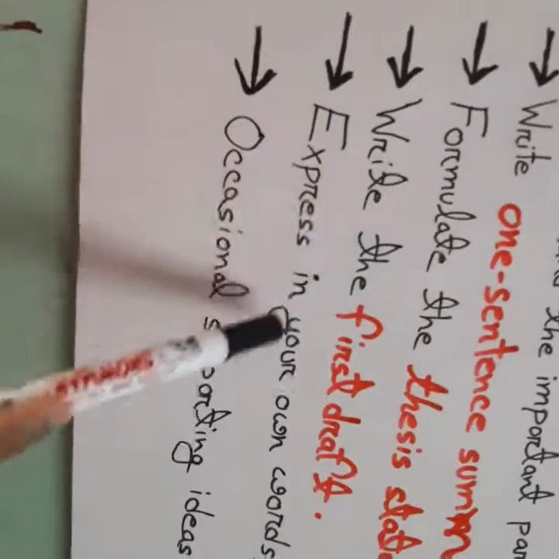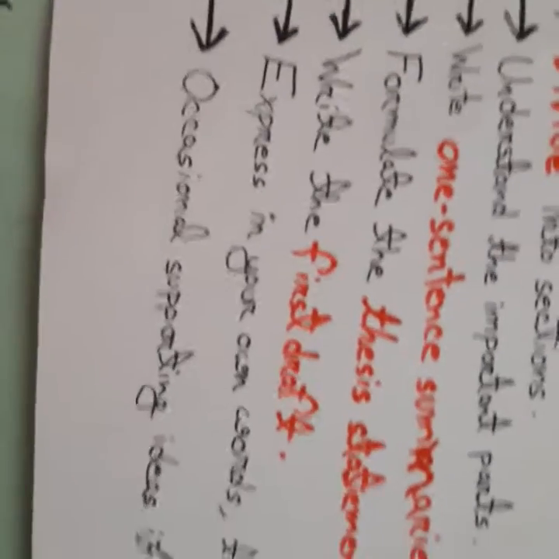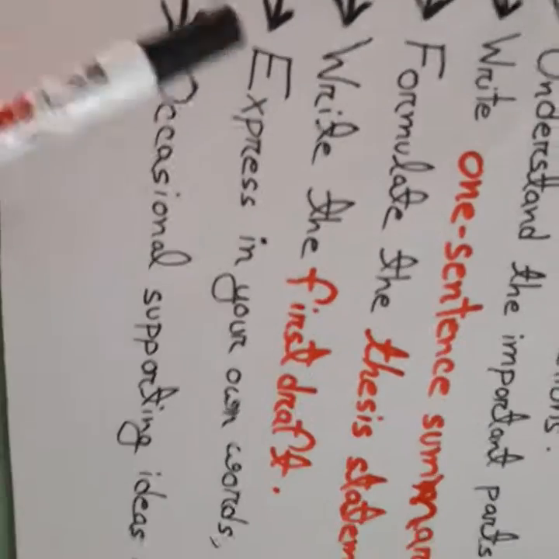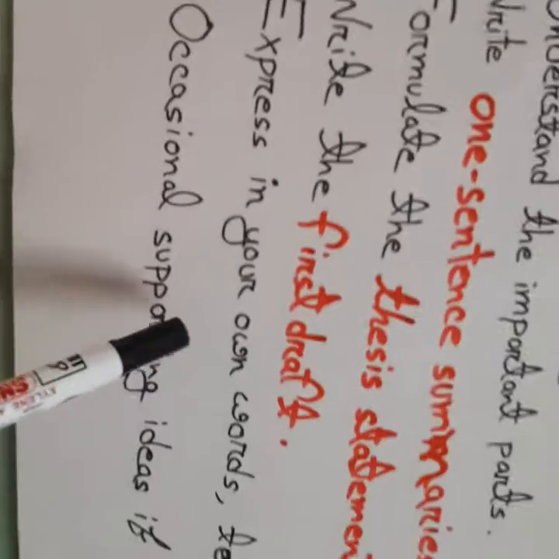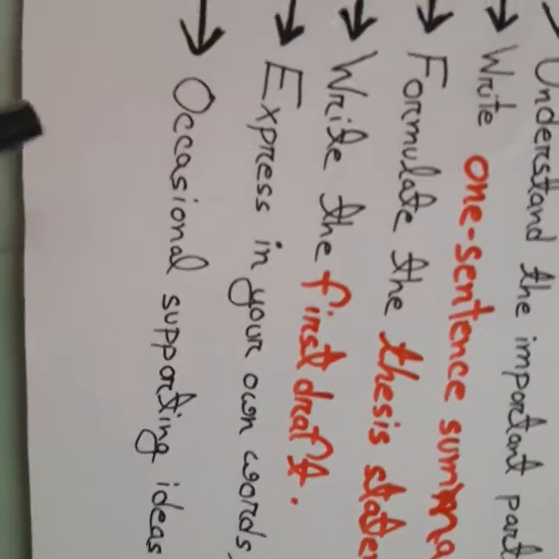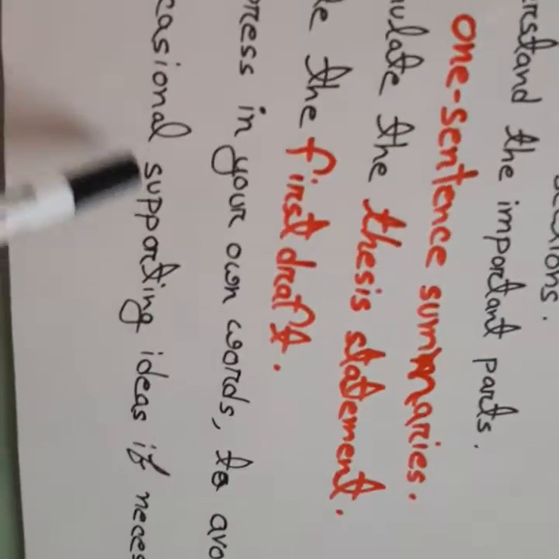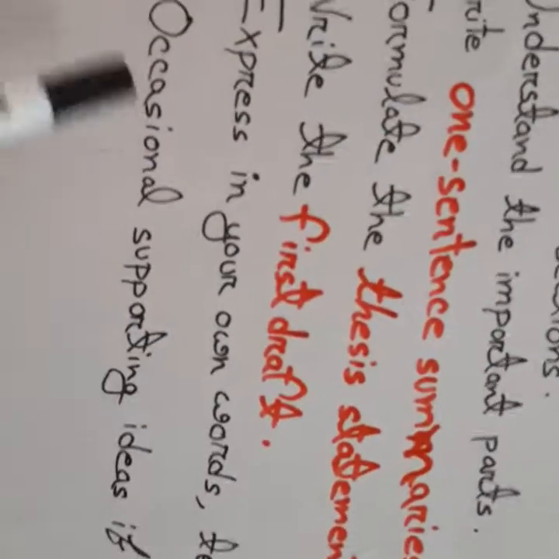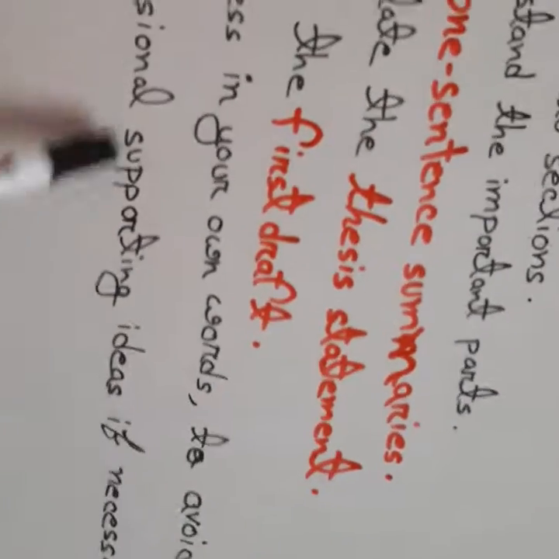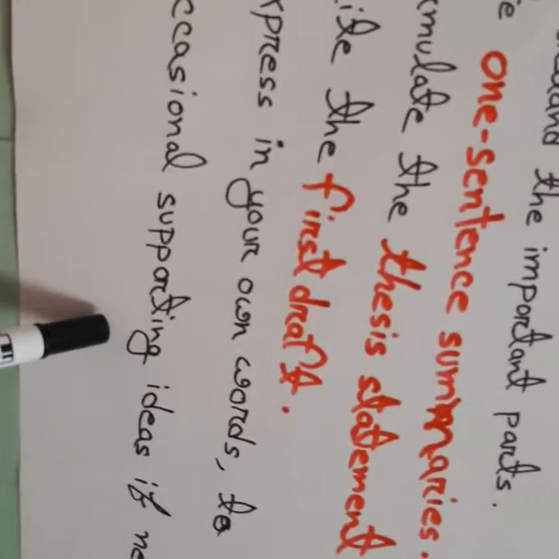Now you can start to write your summary, which is going to be your first draft. When you start to write your summary, remember you have to express it in your own words. Do not copy from the text. It will make your writing lower in quality. If it is very important, you can take some important quotes from the text, as occasional supporting ideas if necessary, but try to avoid that.